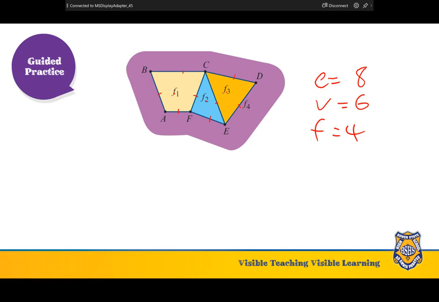The way I remember Euler's formula, guys, you just always minus edges. Add the other ones, minus edges. So v plus f minus e equals 2. Sorry, I got that messed up. V is 6. Faces is 4. Edges is 8. 6 plus 4 is 10, minus 8 is 2. 2 equals 2. Therefore, yes, that is a planar graph. Checks out.